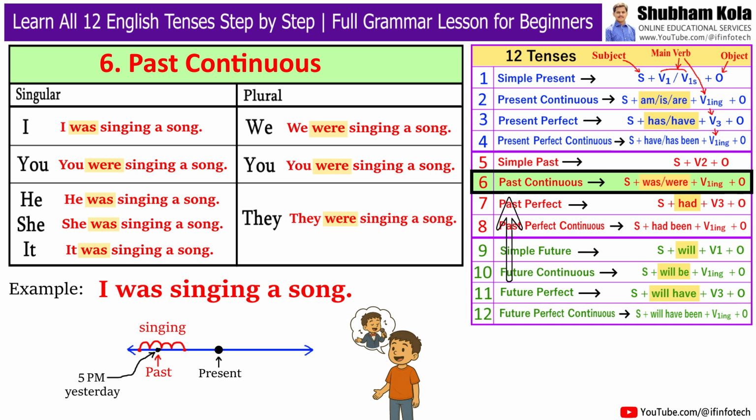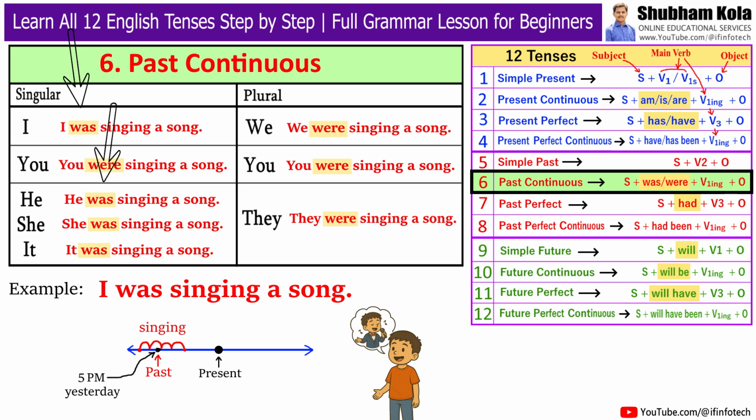Now the sixth tense is past continuous tense. What if the action was going on at some time in the past? Let's say at 5 p.m. yesterday, I was singing. Then I say I was singing a song. Why? Because the action was in progress at that past moment.